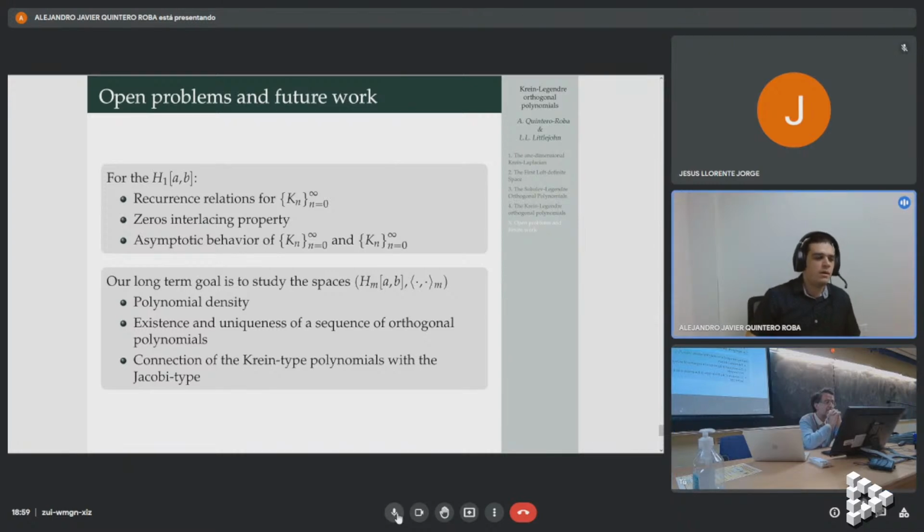Sí, cuando hablamos de densidad, estamos hablando de que podemos aproximar cualquier función del espacio con estos polinomios. Sí, la familia es discreta, es una sucesión de polinomios ortogonales. Pero con esta sucesión tenemos una base del espacio.